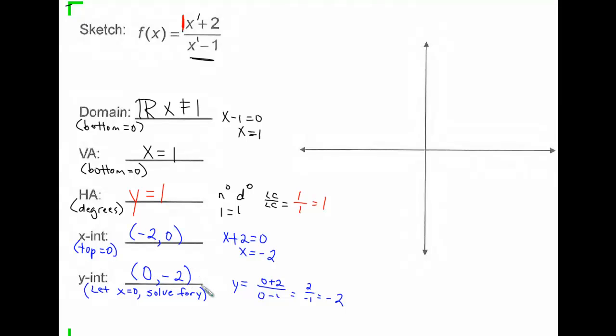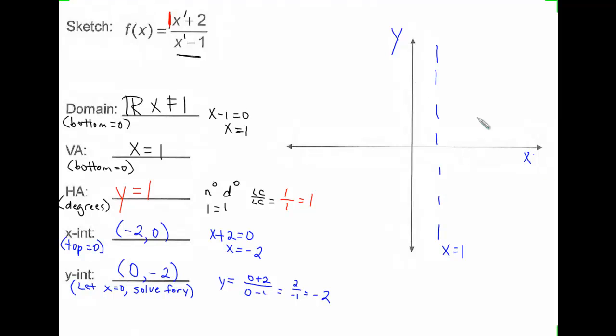So let's plot what we know about this graph so far. The vertical asymptote is at x equals 1. Be sure to label your x and y axis. The horizontal asymptote is at y equals 1. We know 2 points. We know that the x-intercept is negative 2, 0, and the y-intercept is 0, negative 2.